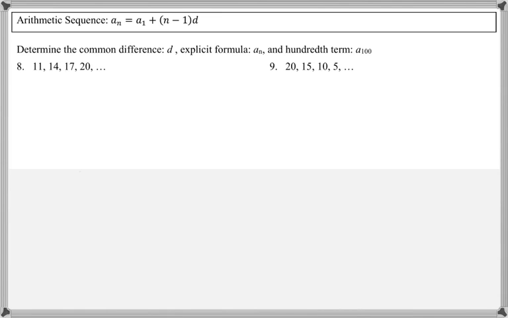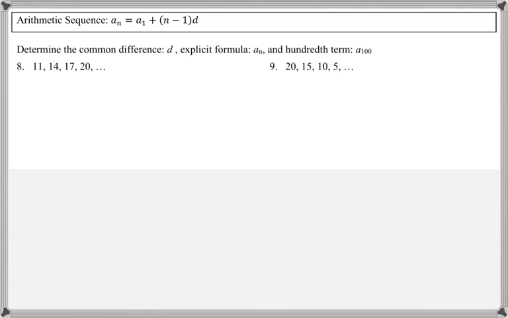And we kind of talked about this on questions 5 and 6, where to get the fifth term you need to add the common difference 4 times to the first term. If you want to get the 16th term, you need to add the common difference 15 times to the first term. So it's always 1 less.